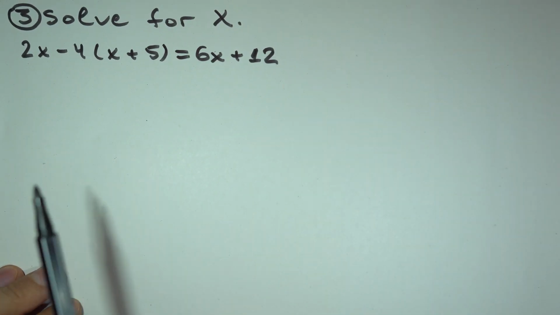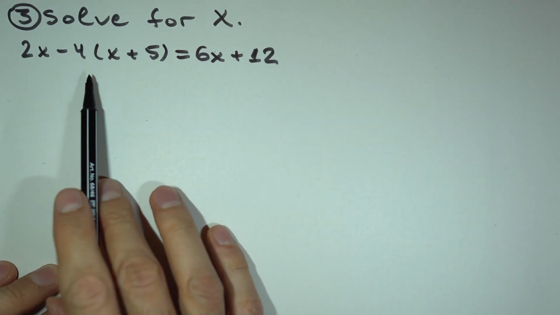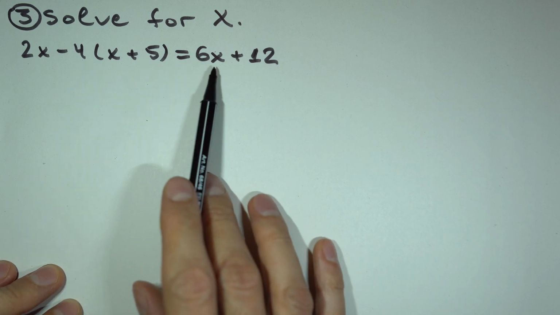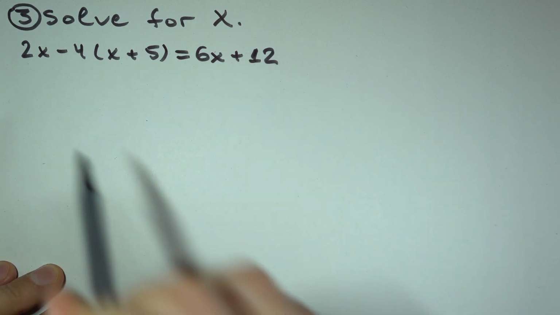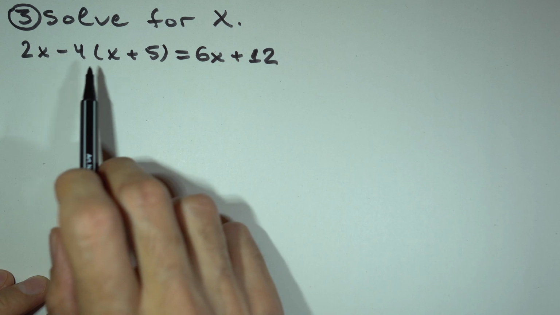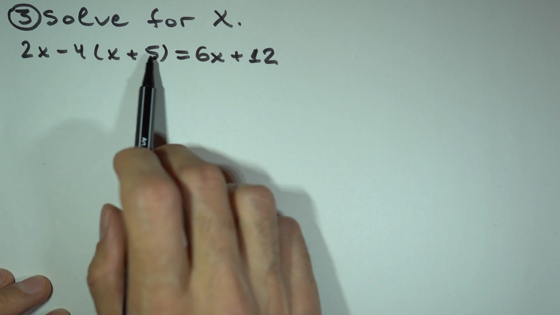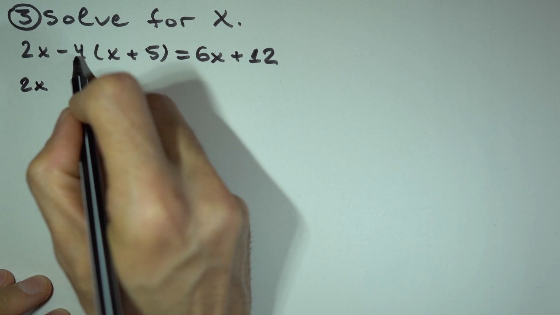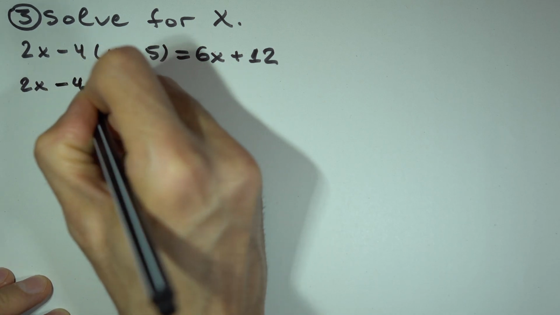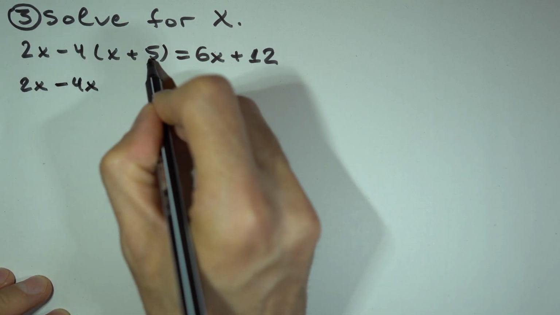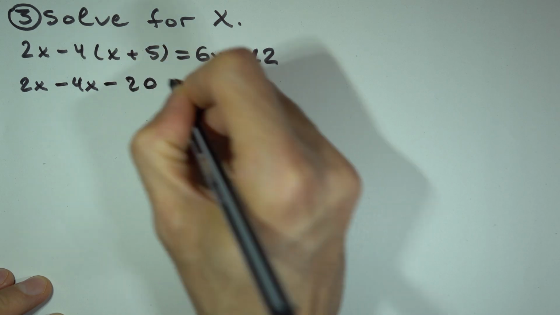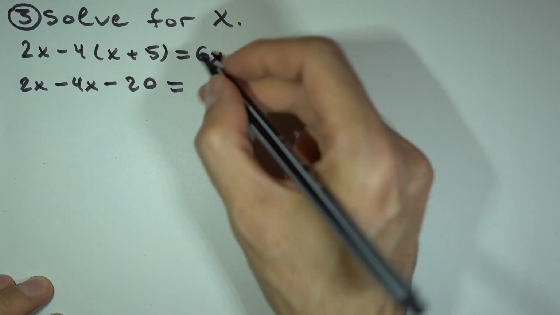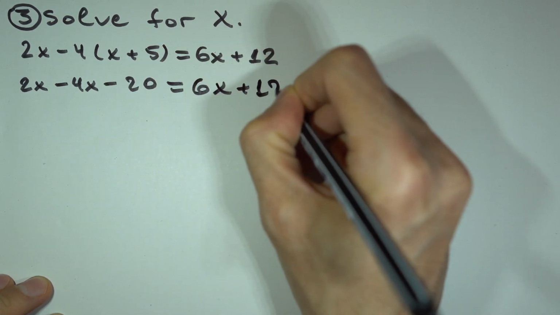Problem number 3. Solve for x. 2x minus 4 times x plus 5 equals 6x plus 12. This time we see that we have brackets, so step number 1 would be to remove them. So let's do it. We have 2x, and then we have minus 4 times x, which is minus 4x, and then we have minus 4 times 5, which is minus 20. And on the right-hand side of the equation we have 6x plus 12.